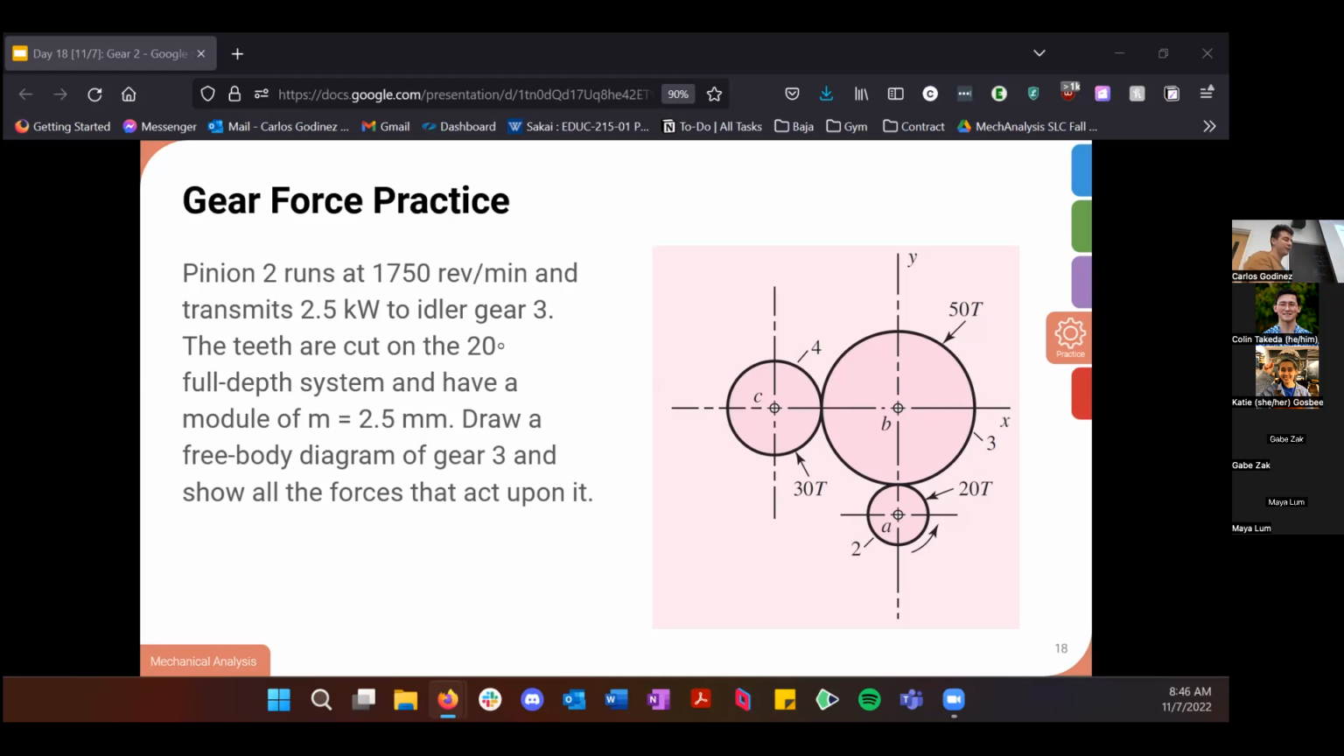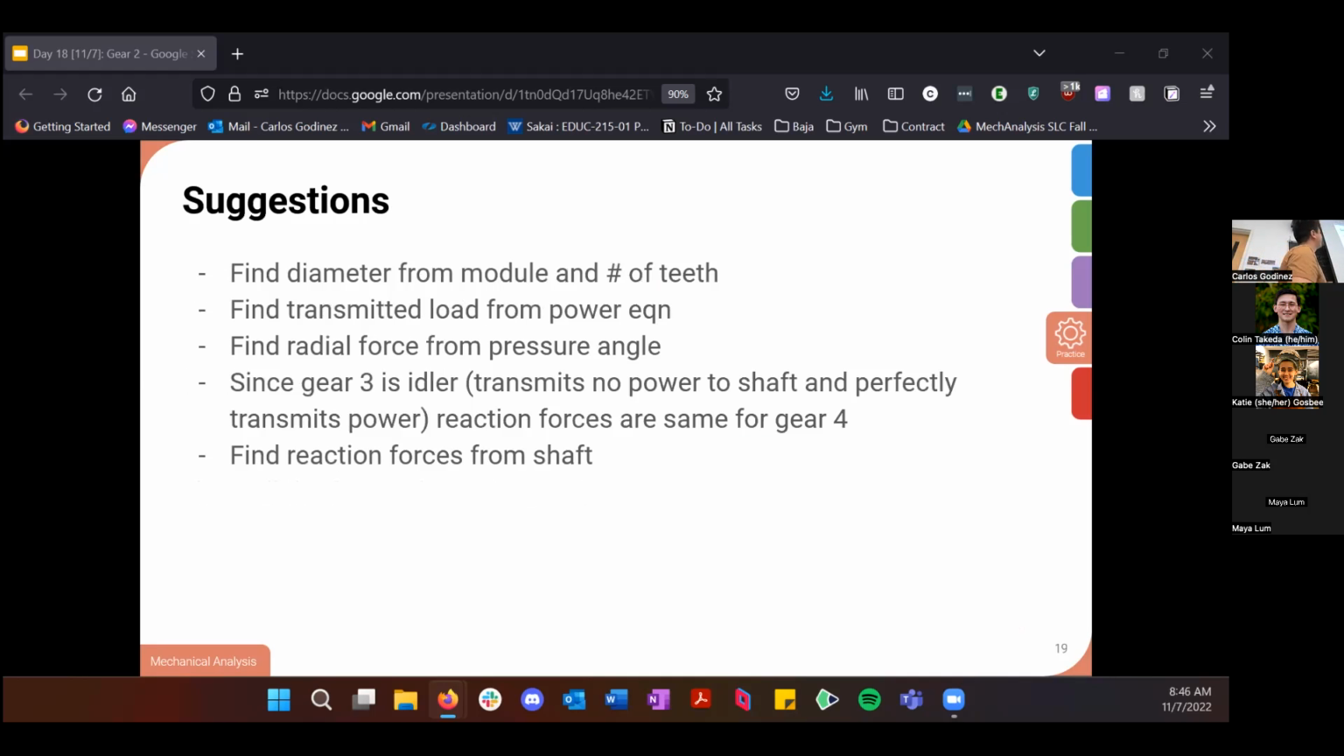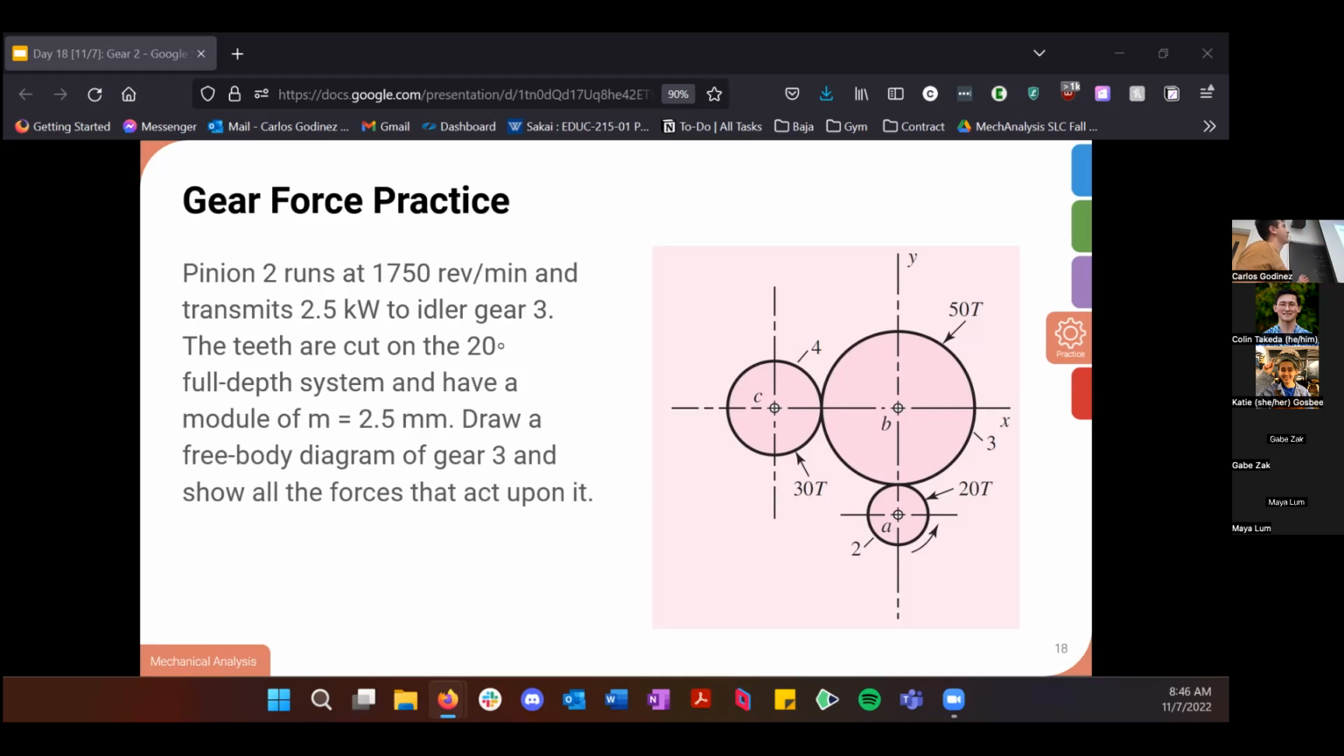If you're looking for a hint for how you would go about this, it's also worth mentioning these are metric gears because instead of giving you a diametral pitch, they give you a module. So getting you accustomed to both units. Modules, if you go back to the slides from last week, it's the ratio of the pitch diameter to the number of teeth.